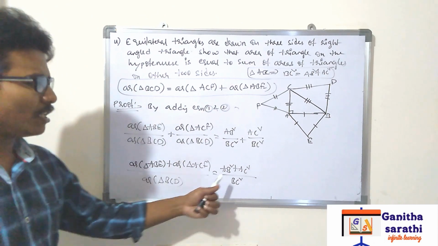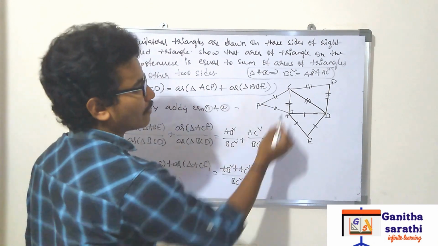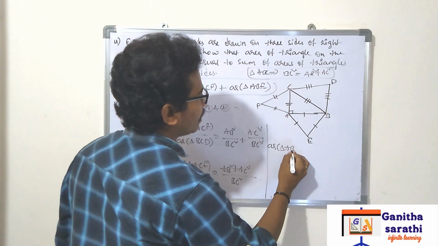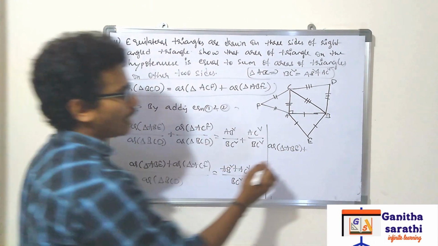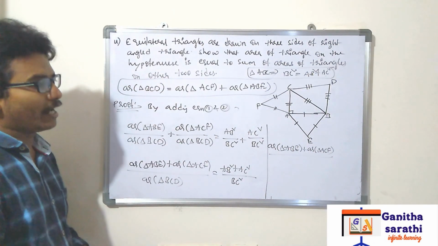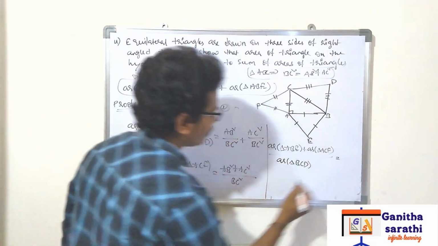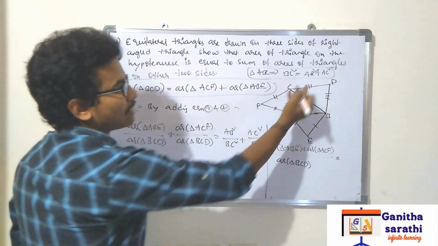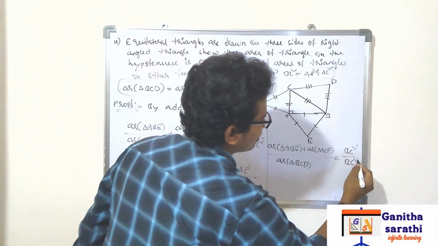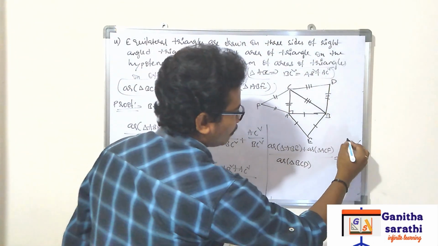Can we use that here? Yes, we can use AB square plus AC square. In the place of AB square plus AC square, what can you write? BC square. So now write area of triangle ABE plus area of triangle ACF by area of triangle BCD is equal to, in this place, AB square plus AC square means BC square. In the denominator also there is BC square. We can cancel BC square and BC square. The answer will be 1 there, right?